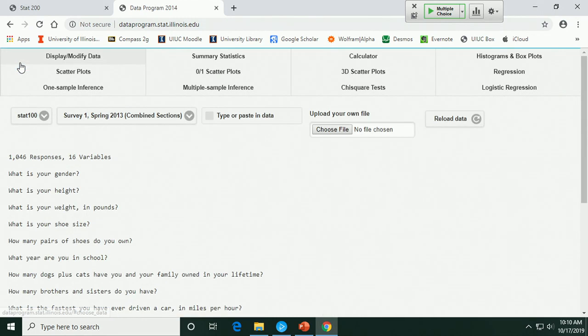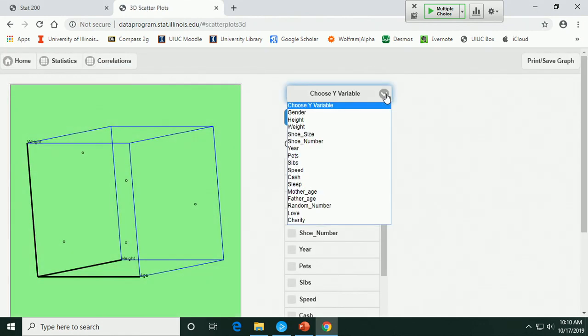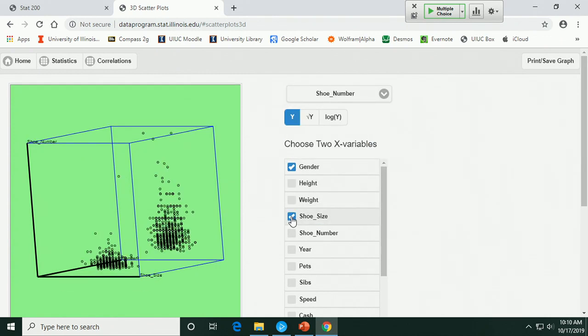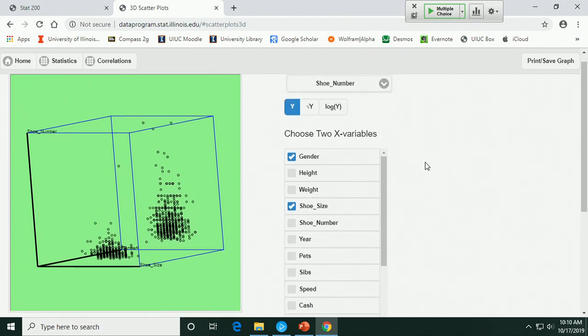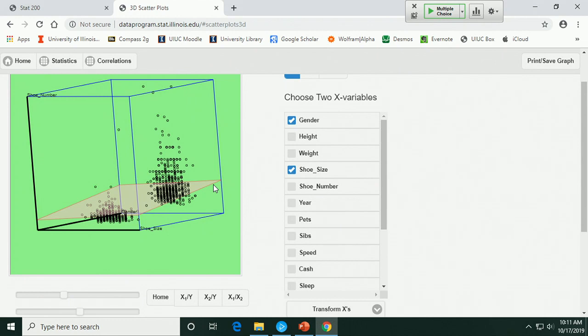Now let's go to what it would look like. Let's go to 3D scatter plots right here. We're going to choose as our y variable the number of pairs of shoes, and gender and shoe size. So now we've got this 3D plot here, and let's look at the regression plane, because now we're talking about a plane. Can you see which one? You have two groups of people here. These are the females, and these are the males.